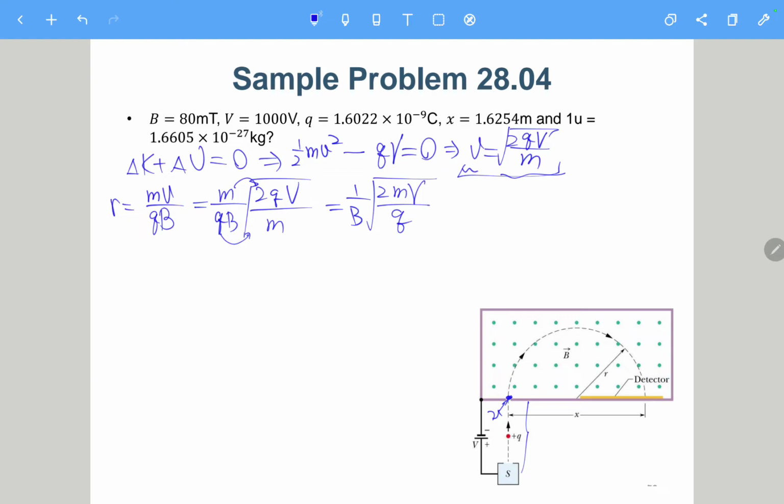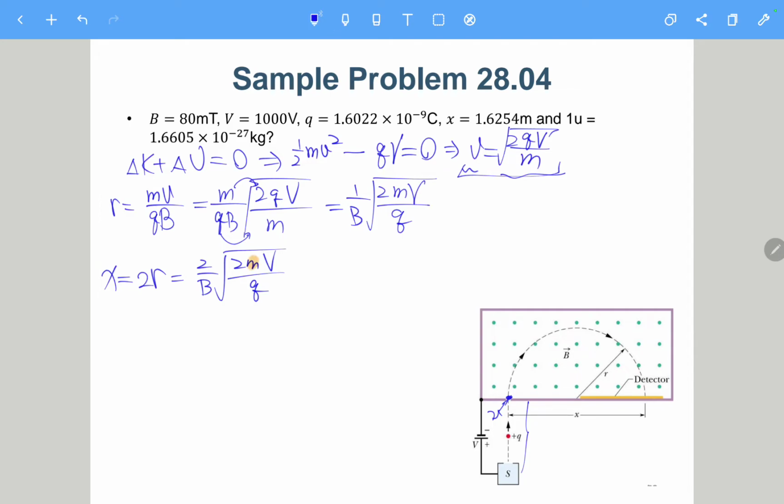Okay, so in that case, x should be 2 times r. x is the diameter, so it should be 2 times the radius. And it should be 2 over B times the square root of 2mV over q. And then finally, what we want to find is the mass of the particle, which means that we would like to find m.